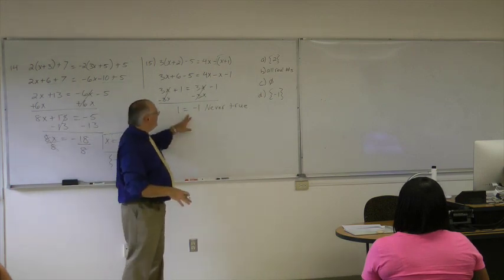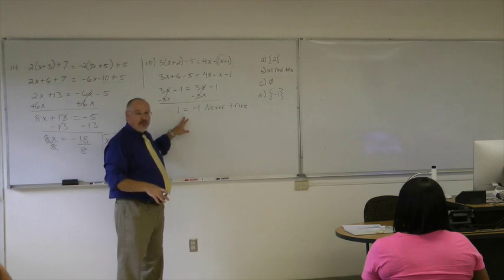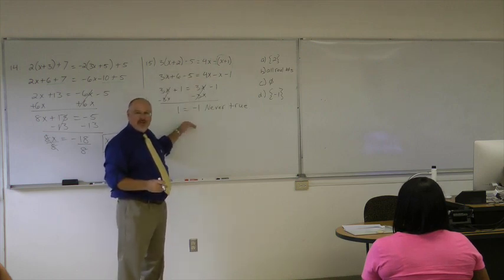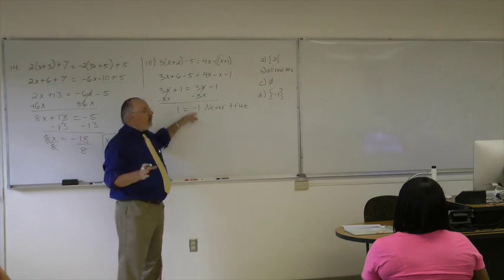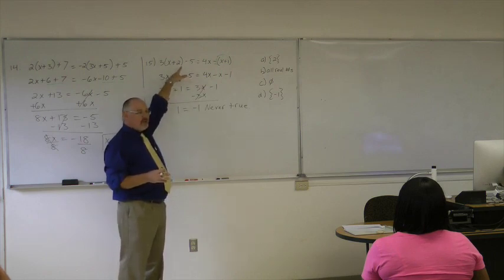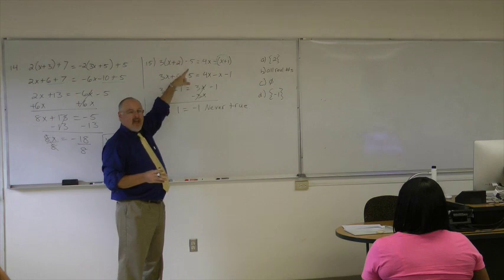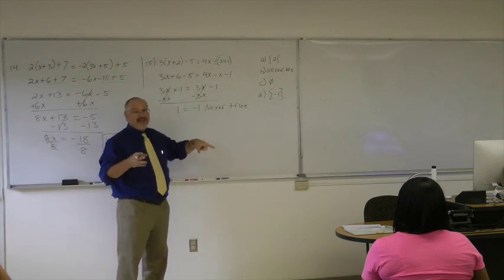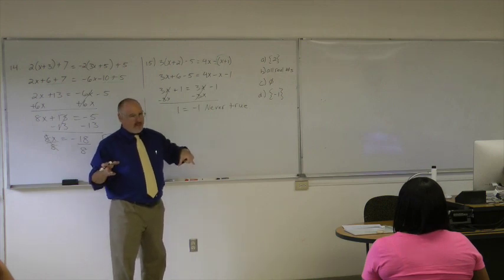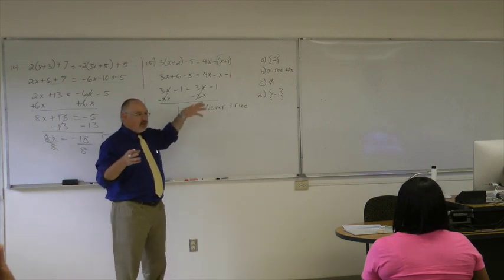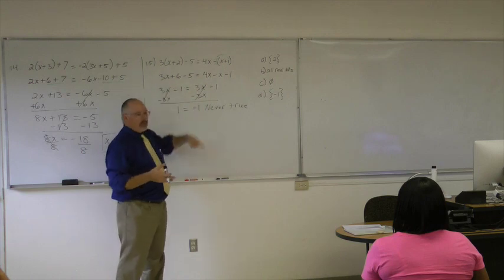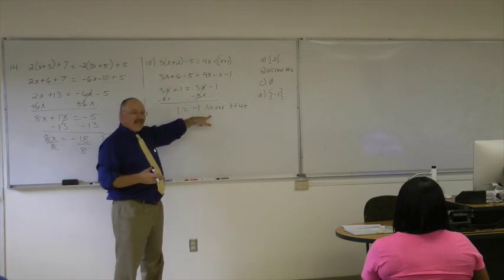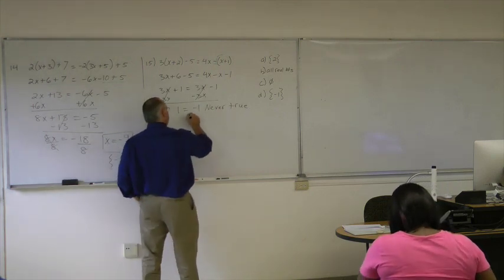But in this case, this is never true. So there's nothing I can plug in for X that will give me a true statement, ever. If I can't plug in anything and get a true statement, and a solution is everything that will give me a true statement, that means there is no answer. So the solution is the list of things that will make this true. Nothing will do this. Because this is never true, there is no solution.